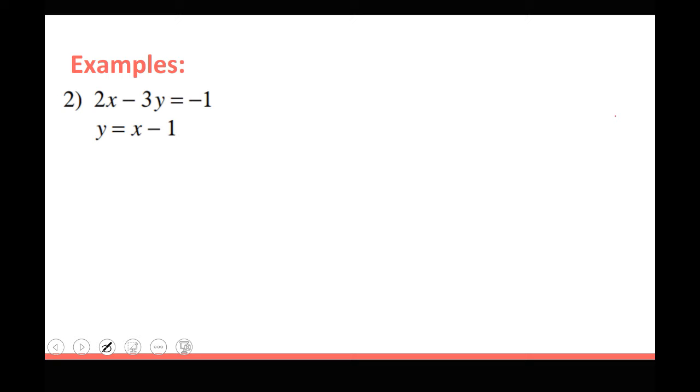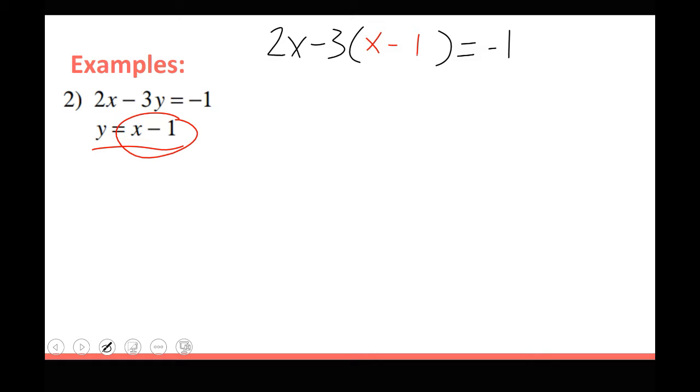Okay, in this one, y is already by itself. This is your substitute. So that means I'm going to take this equation, the 2x minus 3y, except instead of saying y, I'm going to write out my substitute, or what we know y is equal to. That is x minus 1. That got rid of the y, so now I can solve that equation for x.